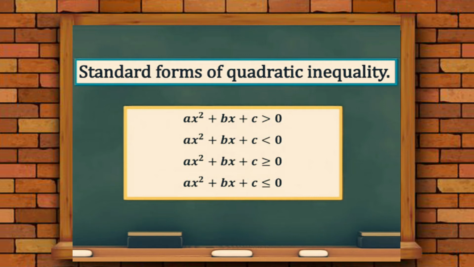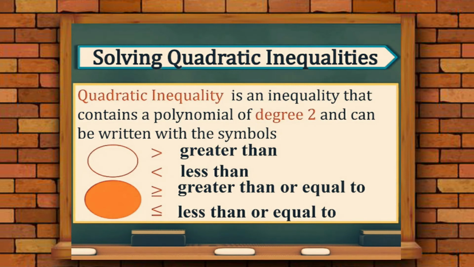In other words, a quadratic inequality is in standard form when the inequality is set to 0, just like in a quadratic equation. So what is a quadratic inequality? A quadratic inequality is an inequality that contains a polynomial of degree 2 and can be written with the following symbols: greater than, less than, greater than or equal to, and less than or equal to.